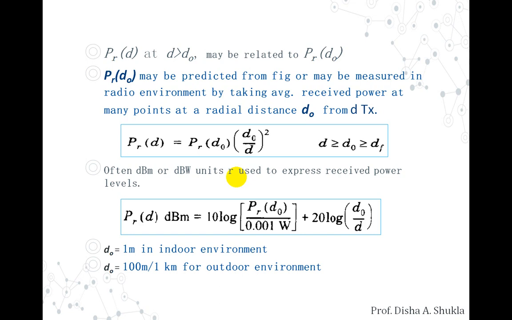Here again d0 is equal to 1 meter for the indoor environment, and d0 is equal to 100 meters or 1 kilometer for the outdoor environment. These are again some of the things that you need to keep in mind.